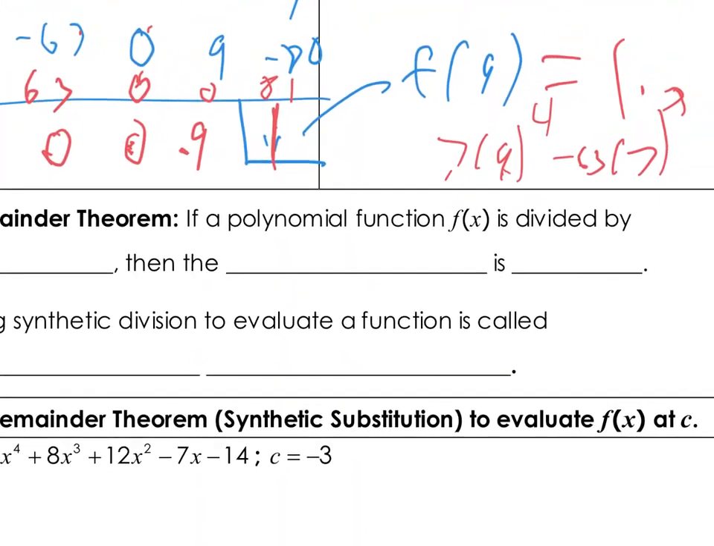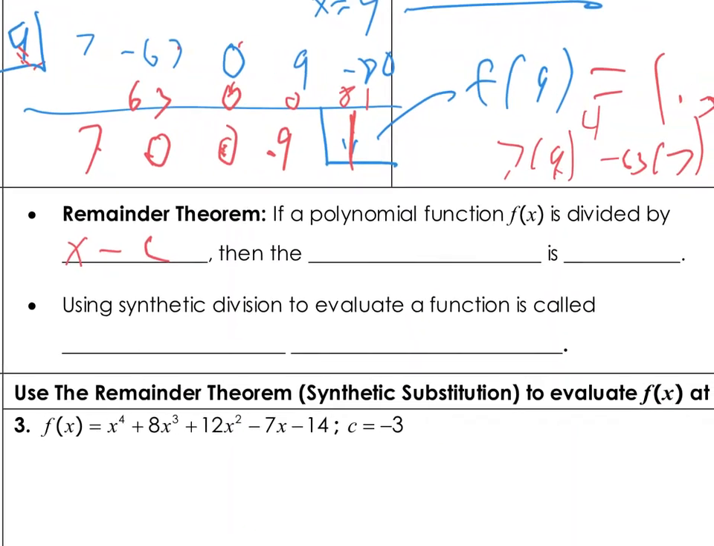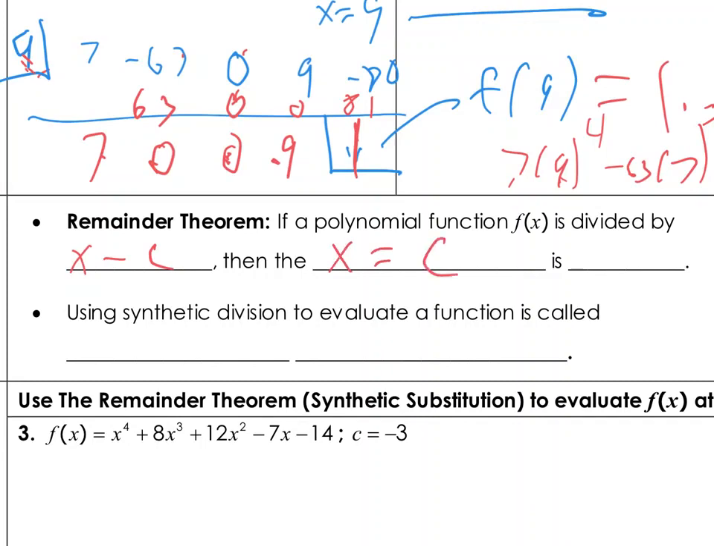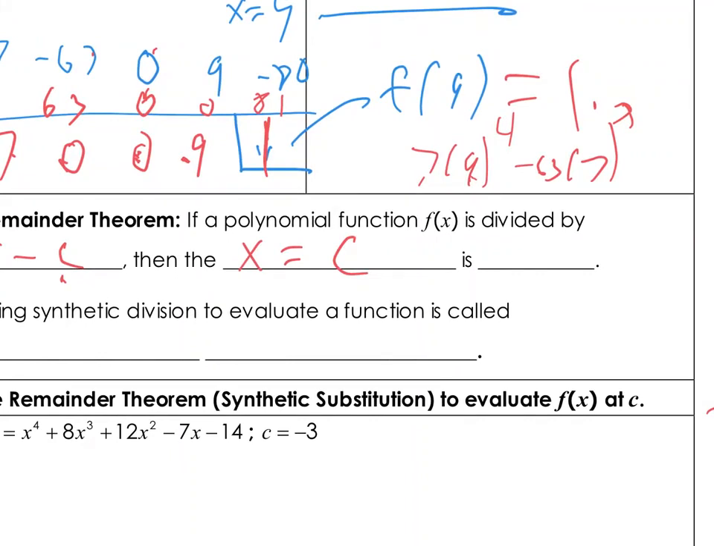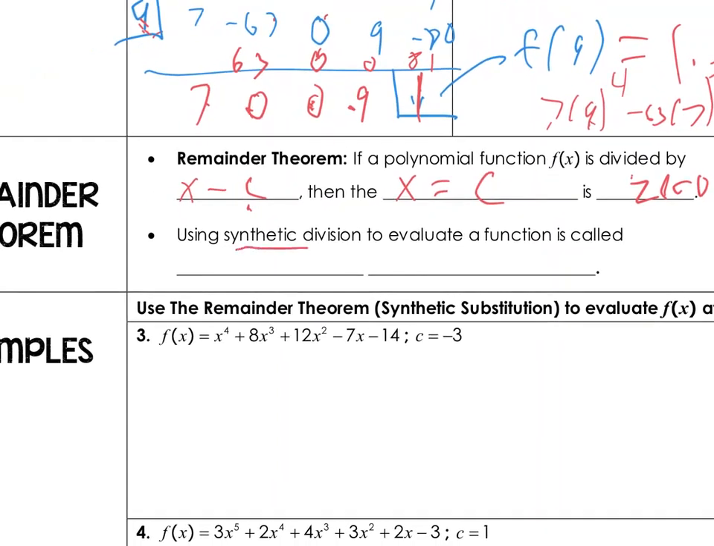So anyway, remainder theorem. If a polynomial function is divided by, arbitrarily, x minus some number c, then the remainder equals f of c, whatever that number is. Using synthetic division to evaluate a function is called synthetic substitution. Wait a minute. No, sorry. If a polynomial function is divided by x minus c, then the remainder is f of c. I don't know what I want.